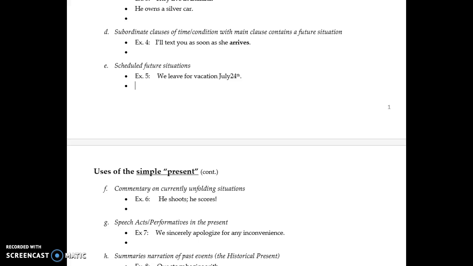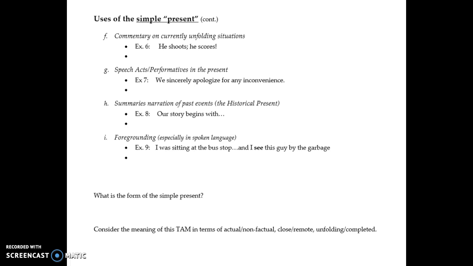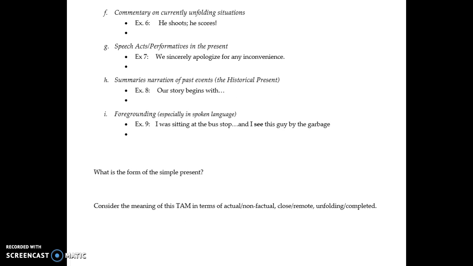The next one is a little bit of a linguistic focus. It's a speech act where the act of saying something performs an act like we sincerely apologize, or I now pronounce you husband and wife, or something like that. Summaries can also be used. This is sometimes called historical present when you say our story begins, even though you might be telling a story that happened a long time ago. Or it can be any historical event.